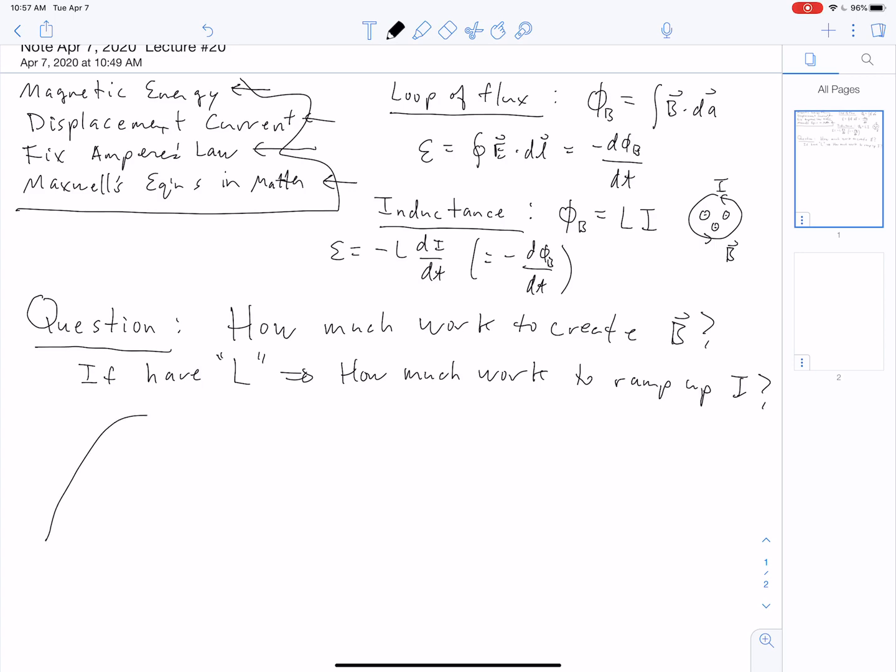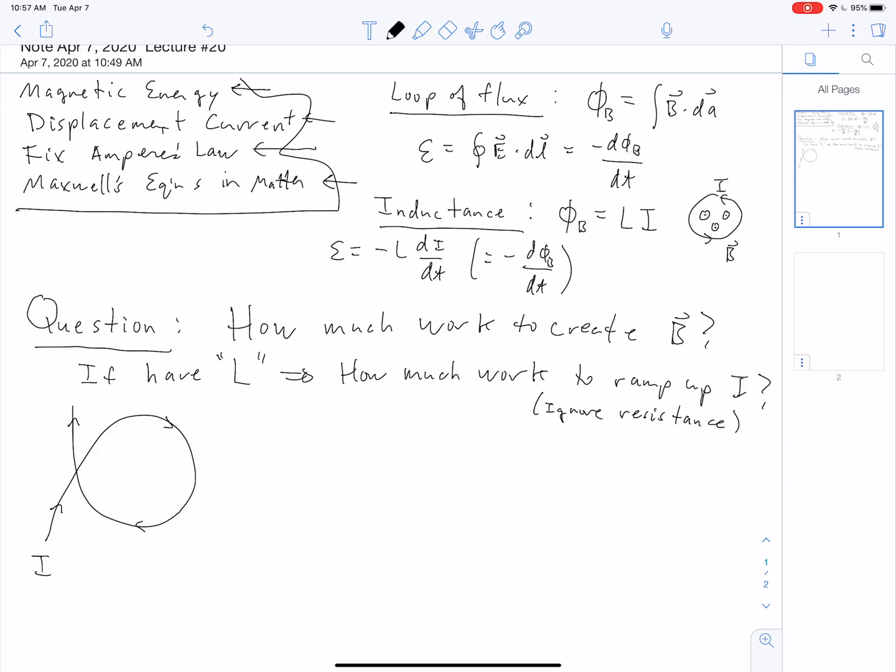Let's create some loop. There's my loop, and now if I'm passing current through it, then the current is flowing like this. And basically we want to know how much energy does it take to create this kind of situation. Now, let's suppose that there's no dissipation. So let's ignore resistance. Let's assume that the wire has no resistance for now.